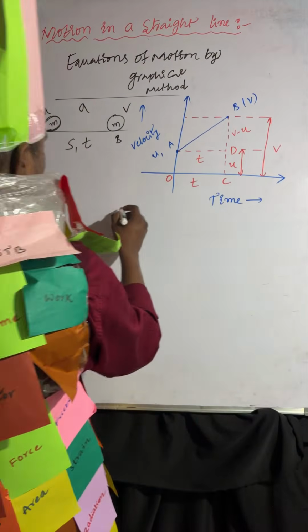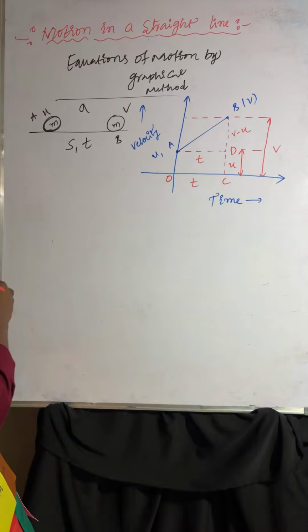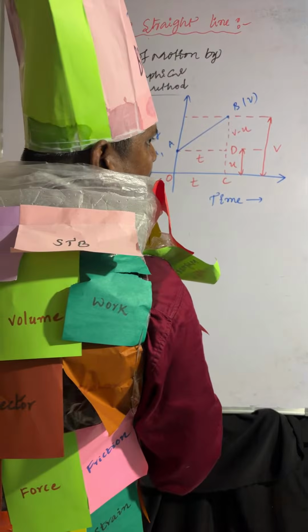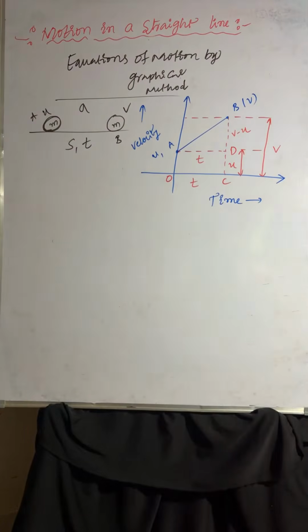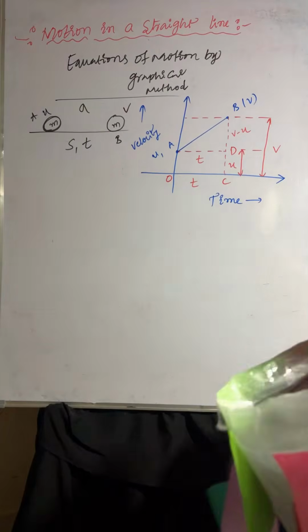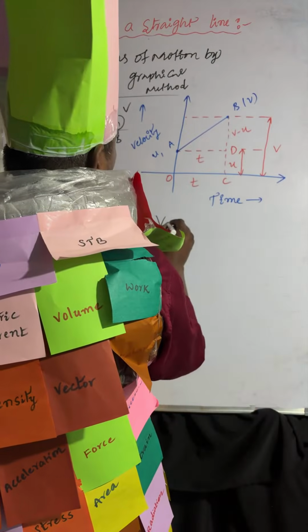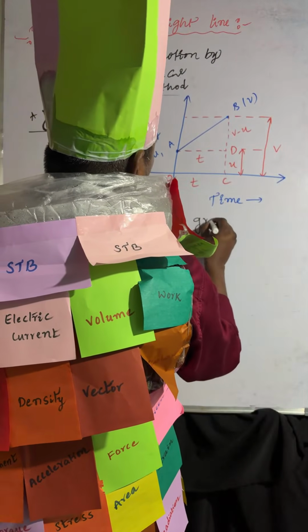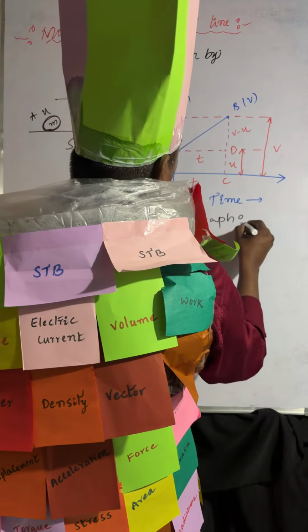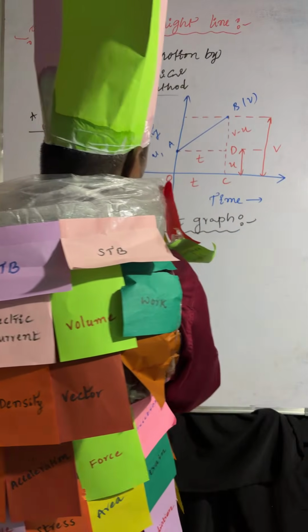Now you can see the first equation of motion. So we have to write the first equation of motion. Observe carefully the diagram. Understood? So now you can see here, from the velocity-time graph, slope.